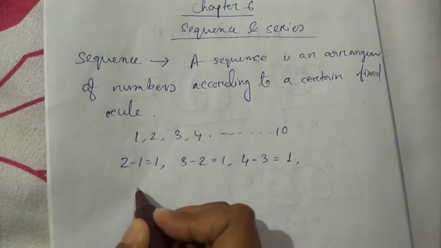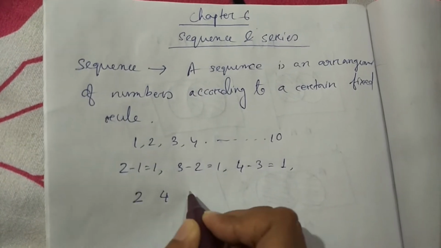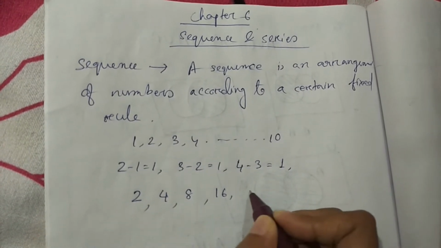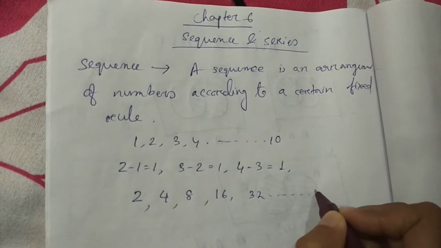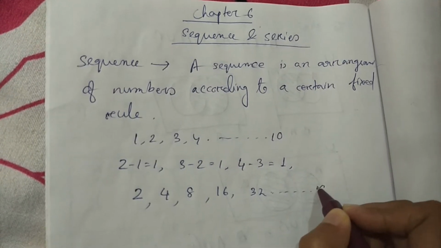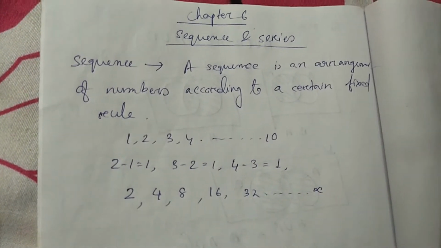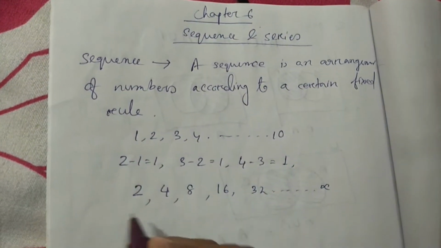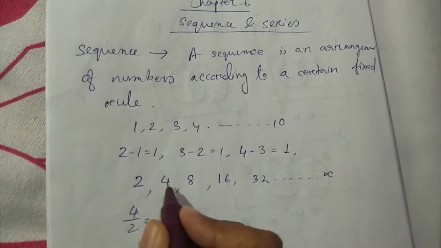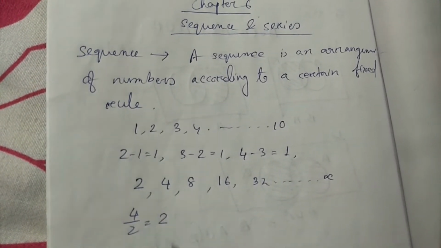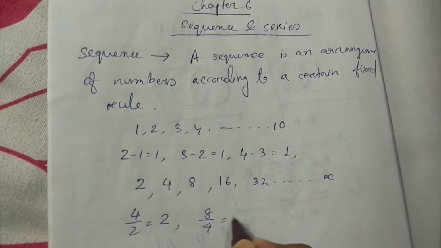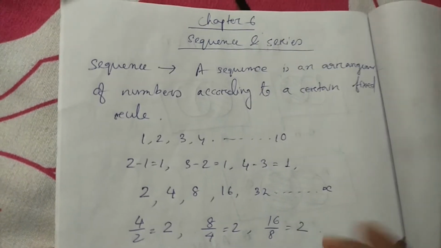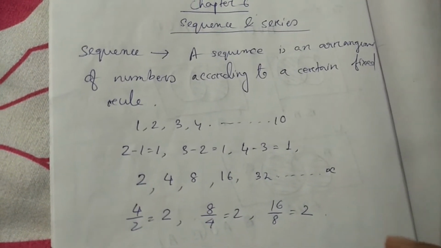Now if I write 2 4 8 16 32 like this, suppose it is an infinite series, so it goes like this. What is the fixed rule maintained here? It is that 4 by 2 is 2, 8 by 4 is 2, 16 by 8 is 2. So this is the certain fixed rule here.